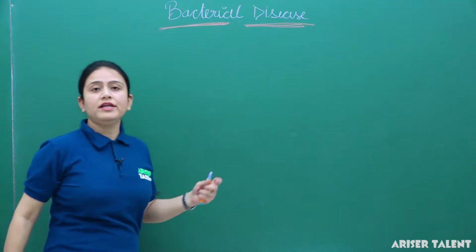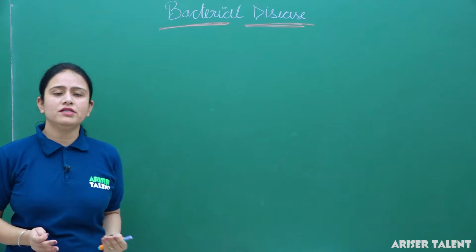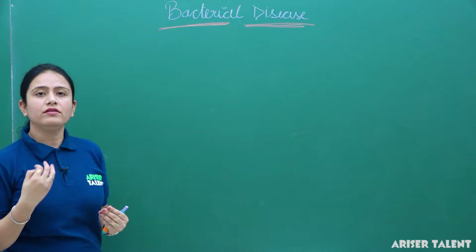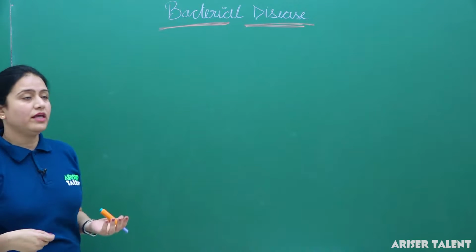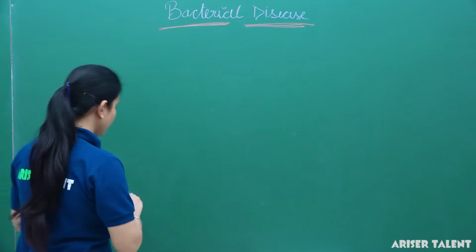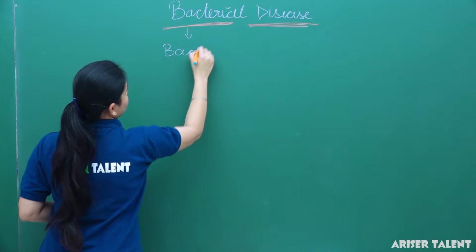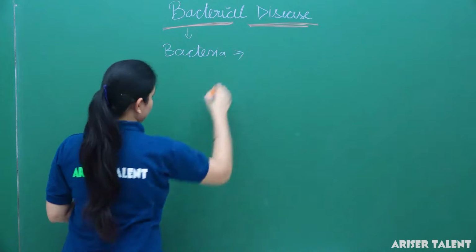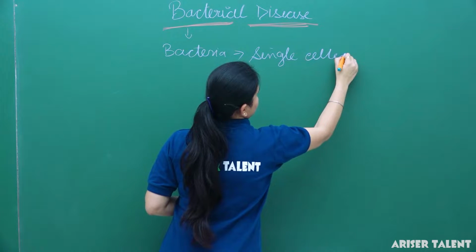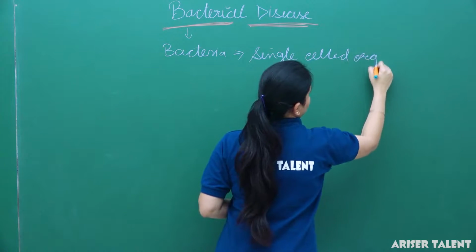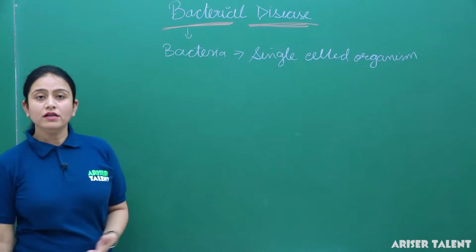Bacteria are single celled organisms which are generally very small in size. They can reproduce themselves when they enter the body. So bacteria are single cell organisms, and they are very small in size.